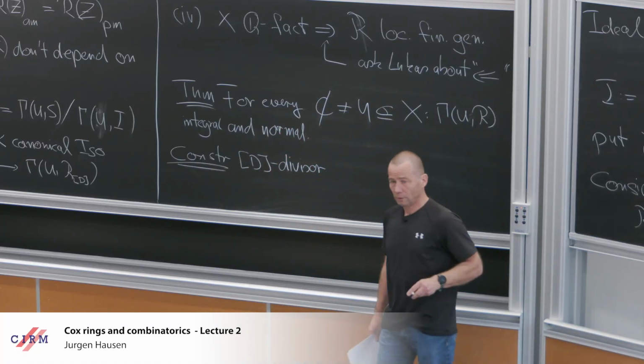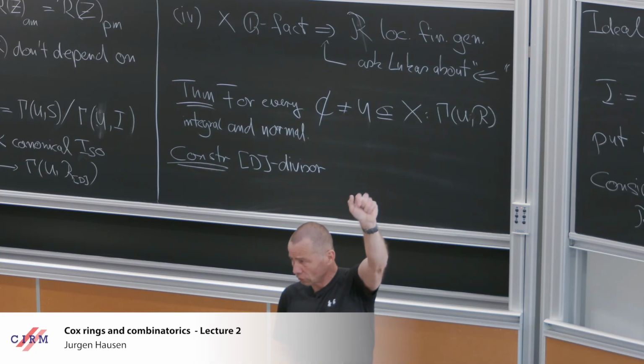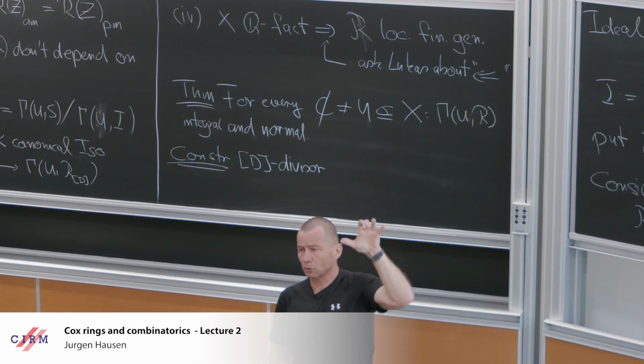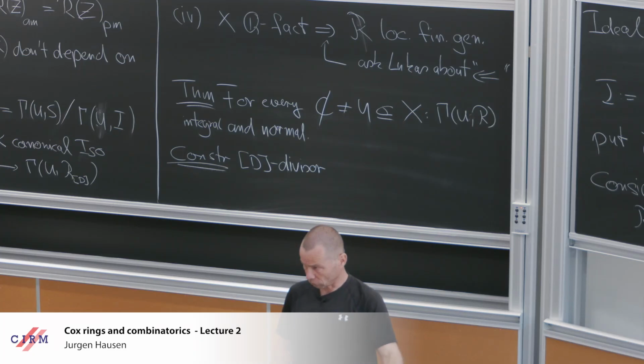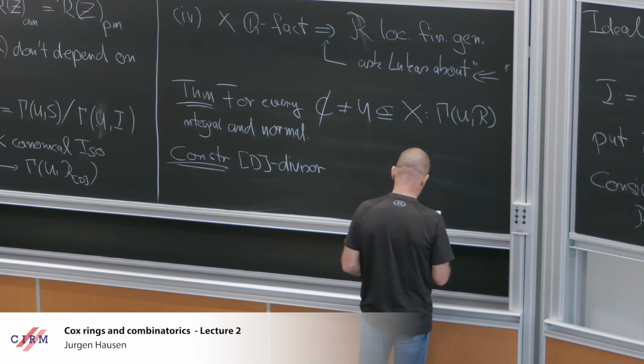What I want to do is take these sections of the Cox ring, or Cox sheaf if you want, and associate with them a divisor downstairs on my X. And this goes in the following definition.